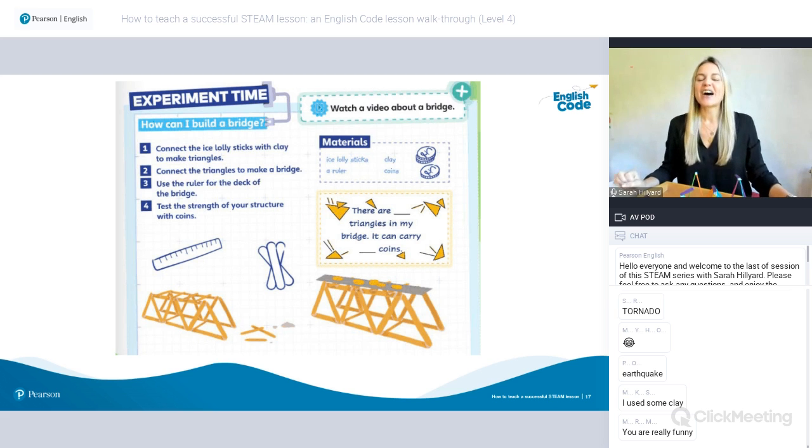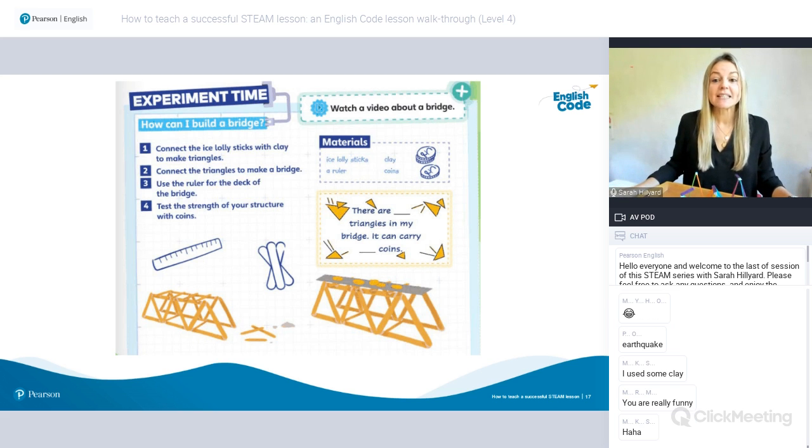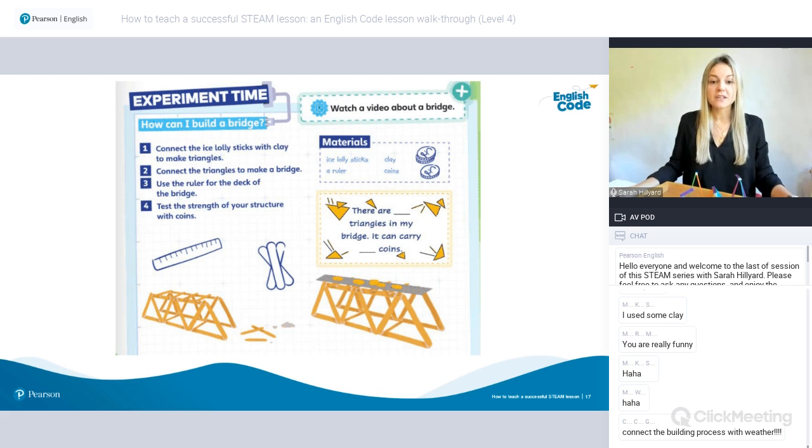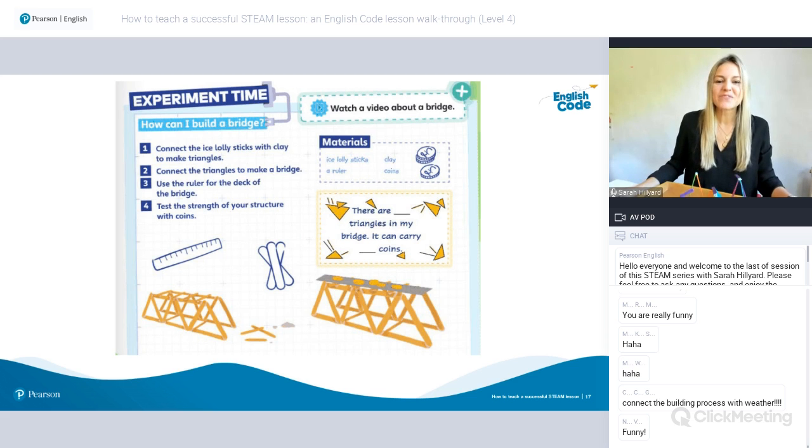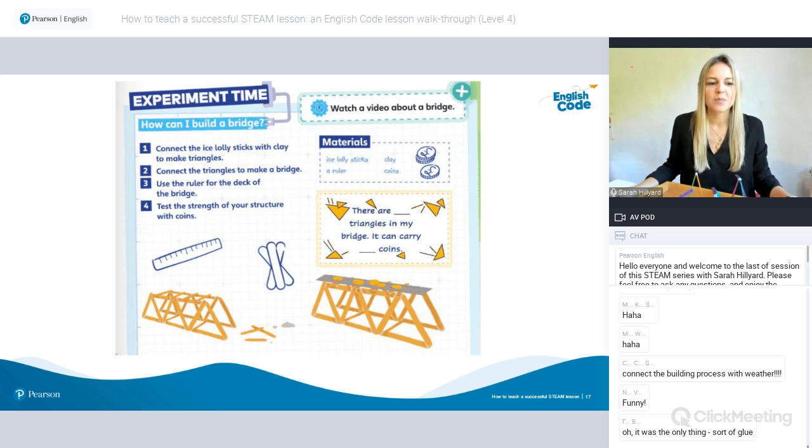So we tested our bridges. Some of them fell, some of them didn't, but we were using different materials. And that's interesting as well. A follow-up activity for this, if you are doing it at school and you are using the same materials, a good follow-up activity would be to use different materials like we did today and see what happens. We've got a little box there that says there are triangles in my bridge. It can carry coins. So that's what we would have to complete.